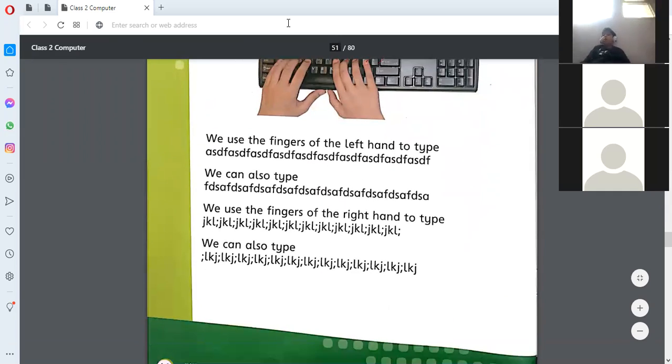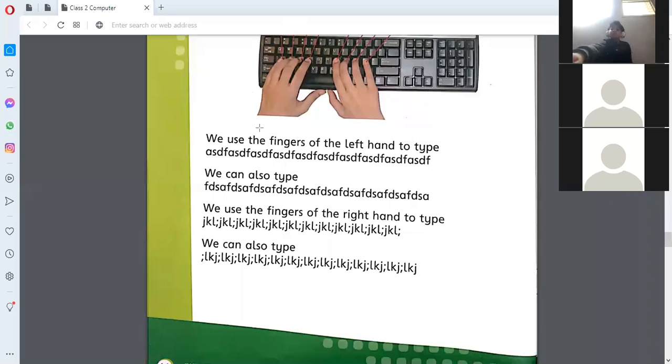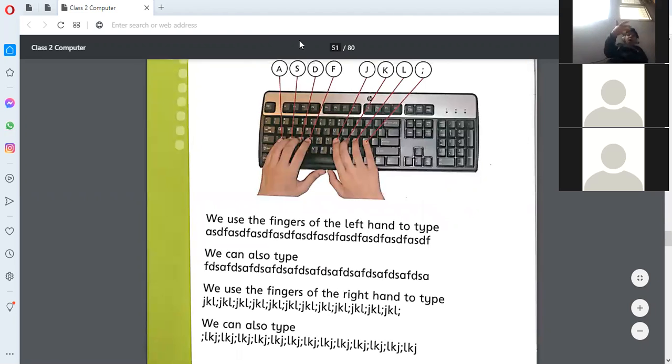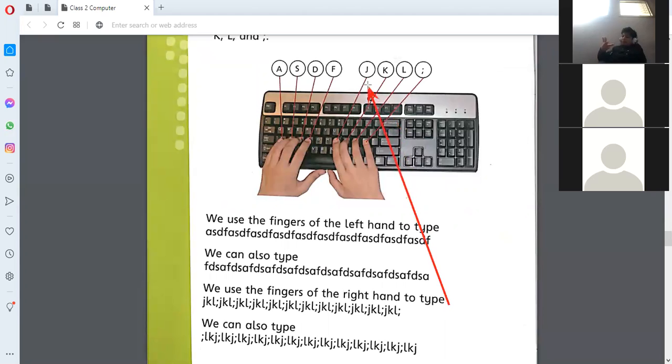For the next thing, we use the fingers of the right hand to type. Now we are going to talk about what keys we are going to type with our right hand. If you see, with the right hand we are typing J, K, L and semicolon. With the right hand, we can type JKL semicolon, JKL semicolon. First we are pressing our index finger, then our middle finger, then our ring finger, then our little finger.